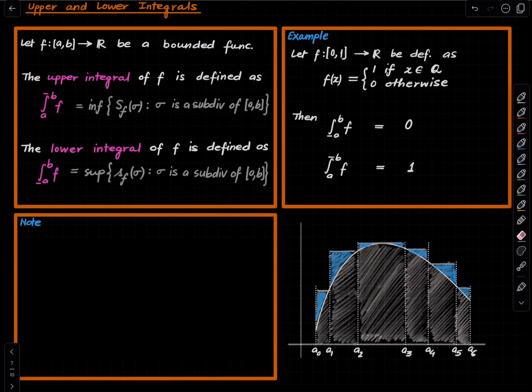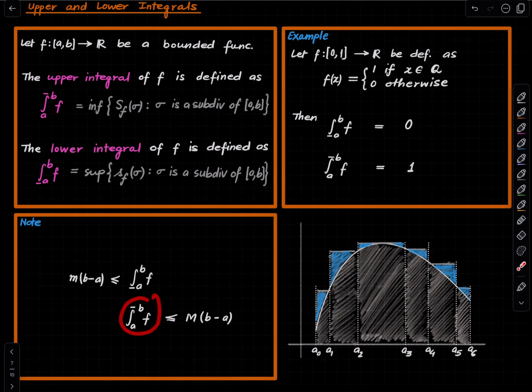Okay, let's make a small note that the lower integral is at least that much, and the upper integral is at most that much. So what is little m? Little m is the infimum of f(x) over all possible values in the interval, and capital M is the supremum of f(x) over all possible values in the interval. Very simple exercise. I mean, you can take this as an exercise. It's trivial. Okay, let's proceed.